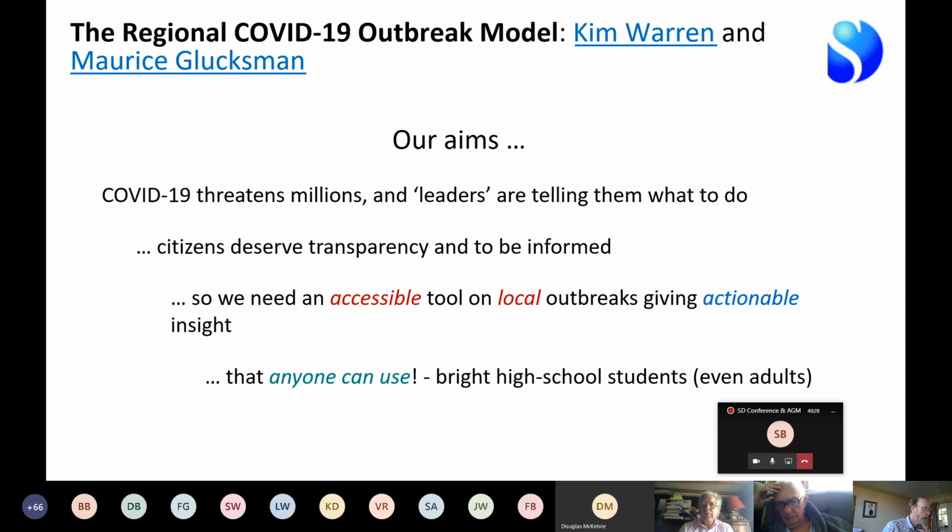And that means that we need an accessible tool for understanding how COVID outbreaks actually work, and it needs to be local, so that it can actually give some idea of what kind of actionable insights might arise. And it needs to be really easy to use. And the case I'm going to show you in a moment is just one of the latest that has actually been led by high school students.